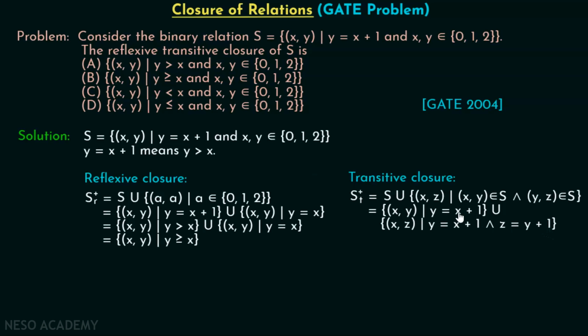We know that y equal to x plus 1 means y is greater than x. Here also we can replace this statement by y greater than x. And here we can replace this statement z equal to y plus 1 by z greater than y, right? z equal to y plus 1 means z is greater than y. So we have two sets. One set is the set of all ordered pairs x, y such that y greater than x. And we are taking the union of this set with this set, which is nothing but the set of all ordered pairs x, z, where y is greater than x and z is greater than y.